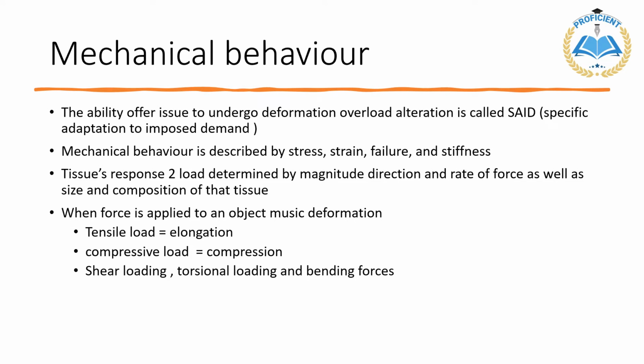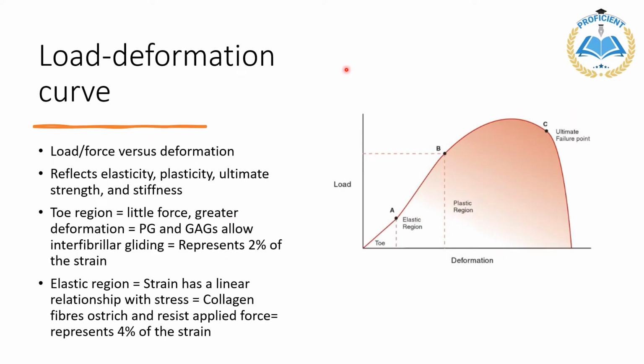It is said that the deformation that happens is specific to an imposed demand, and I have listed some of the examples over here. Now, if this property is plotted on a graph, it gives rise to the most popular curve called the load deformation curve, also known as the stress strain curve. This curve has four points and three regions.